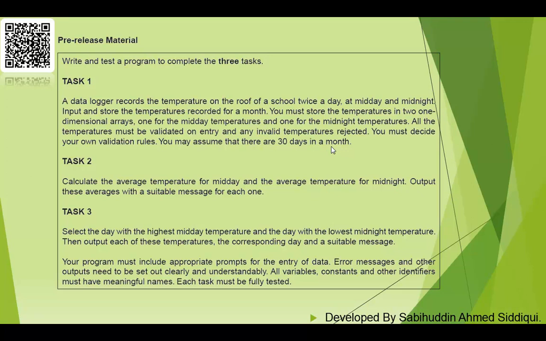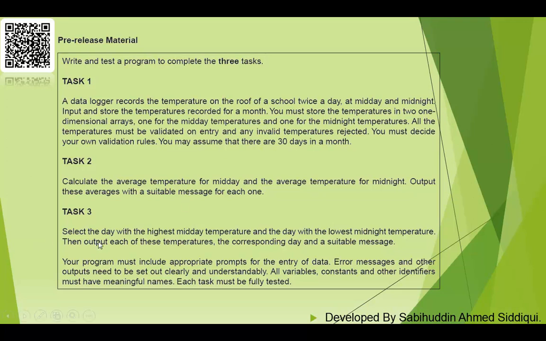Now coming on to task 2: calculate the average temperature for midday and the average temperature for midnight. That means you have to calculate the midday and midnight temperatures separately, then calculate the average of each, and output these averages with a suitable message for each one.